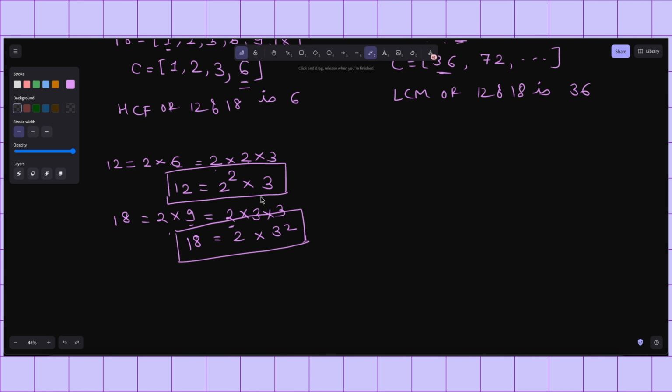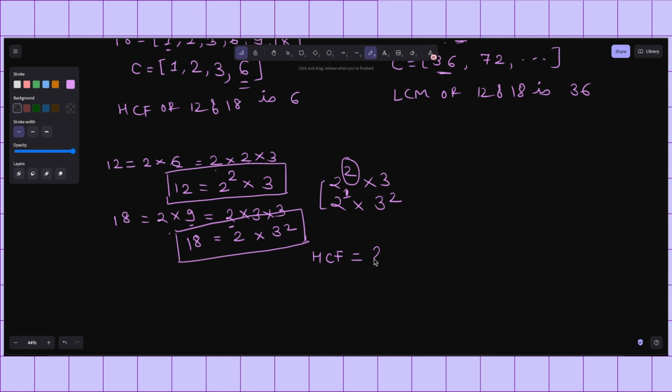Now focus on these numbers, guys. 12 and 18. Now we have 2 squared into 3 and 2 into 3 squared. So to calculate the HCF, that is the highest common factor, we will consider the lowest power of the common numbers. The common number here is 2 and the lowest power is 1, so 2 to the power 1 is there.